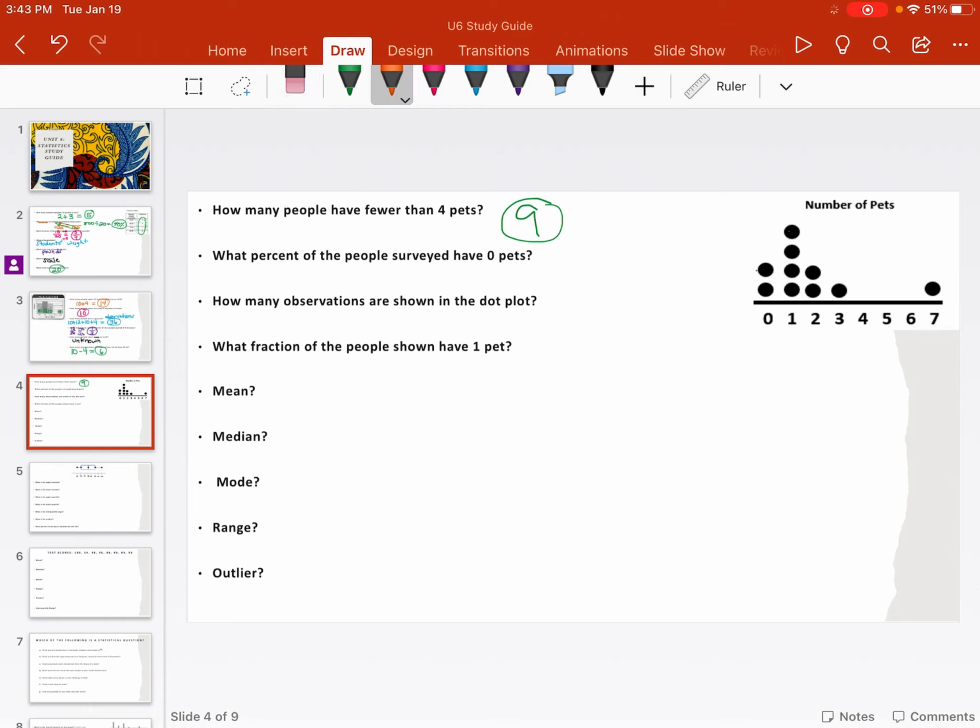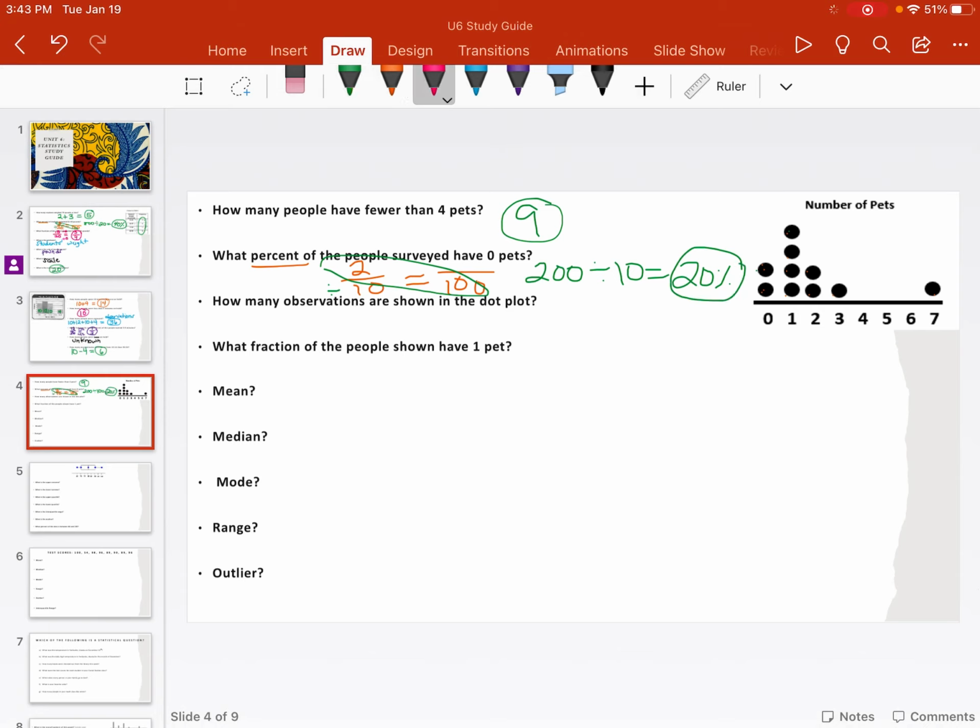What percent of the people surveyed have 0 pets? So there's 2 people. I'm going to start with a fraction. Out of the total, so how many total? 1, 2, 3, 4, 5, 6, 7, 8, 9. There's 10 total, so 2 out of 10, but I want a percent, which is out of 100. Remember, we can cross multiply. 2 times 100 is 200. Divide by the denominator, so divide by 10, which gives me 20%. 20% of the students.